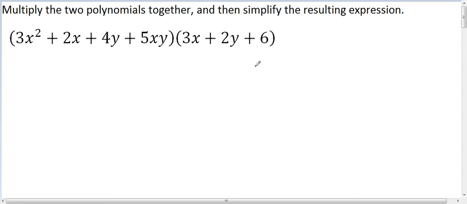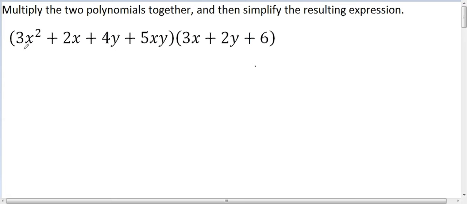These terms are formed by taking a monomial from the first polynomial and then matching it up with another monomial from the second polynomial. We need to make sure that we write out all pairings exactly once before we add them together. Let's take a look at the example. Multiply the two polynomials together and then simplify the resulting expression.